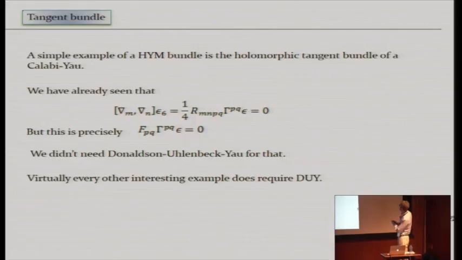Here's the canonical example of a Hermitian-Mills bundle. We just take the tangent bundle of a Calabi-Yau. I've already done this calculation for you previously. If you take the anti-commutator of the covariant derivative acting on epsilon, that gives you the curvature, and if you stare at it, that's just the equation F_PQ contracted with gamma^PQ for the spin connection. Those are exactly the Hermitian-Mills equations for the spin connection. So the connection on the tangent bundle is an example of a solution to the Hermitian-Mills equations.